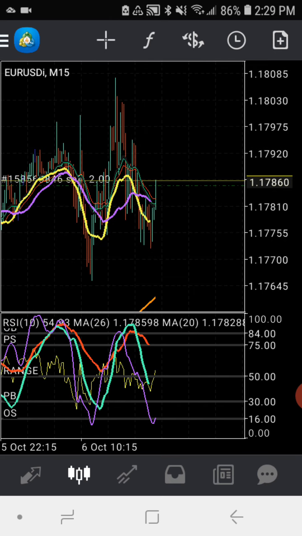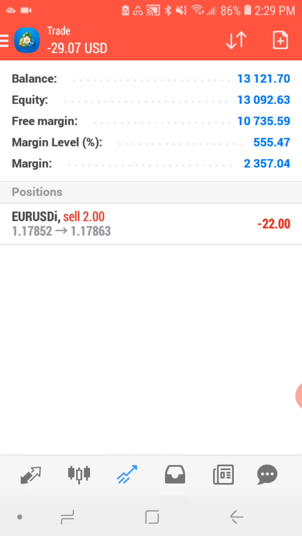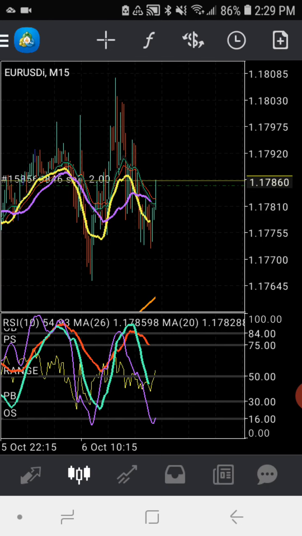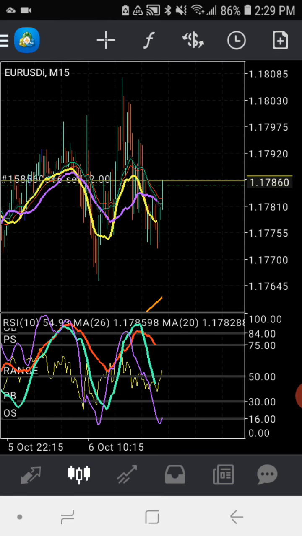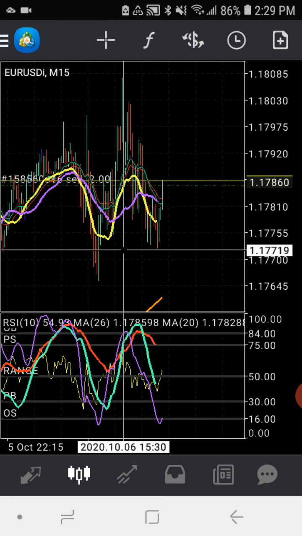Right now we should be a little negative 30 something dollars, negative $22. I'm on a demo account because I am testing strategies and making sure that everything is accurate the way that they seem.